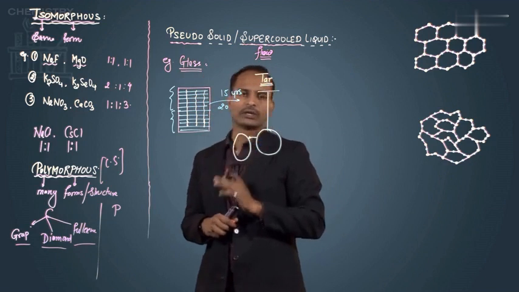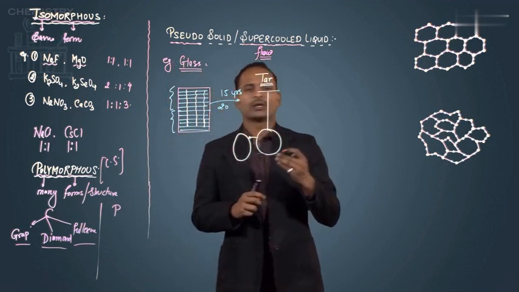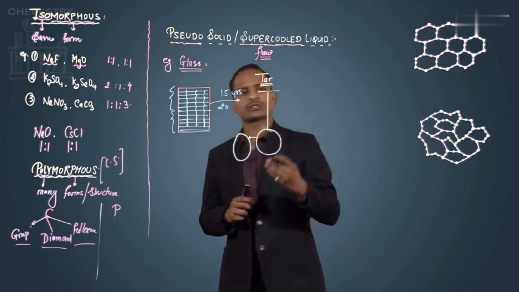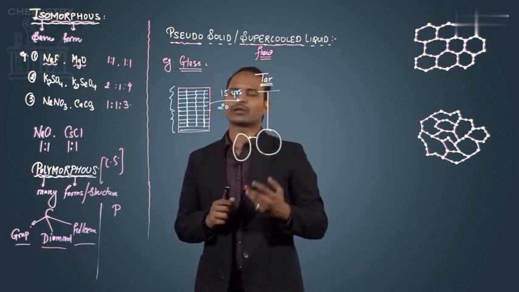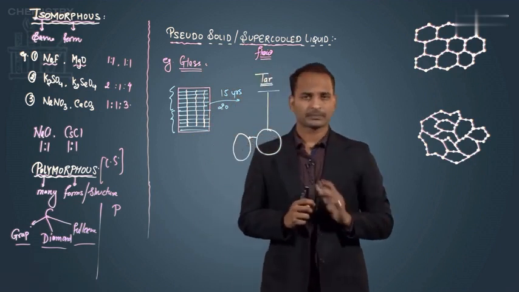They are called super cool liquids because under slight heating, when they are in a solid state, they start flowing. That's a different thing, that the rate of flow is very slow.